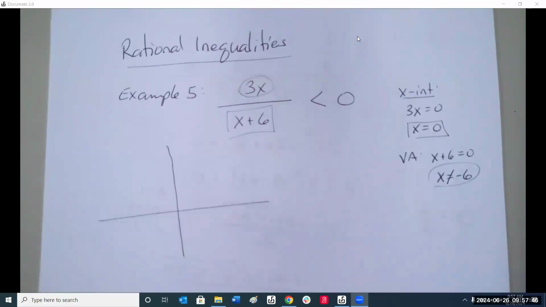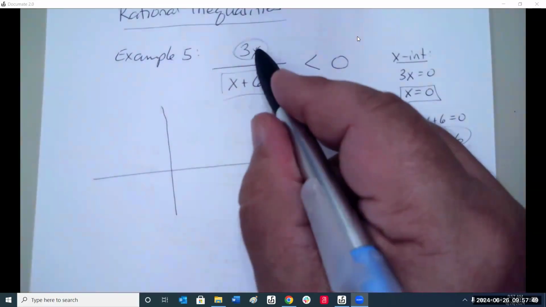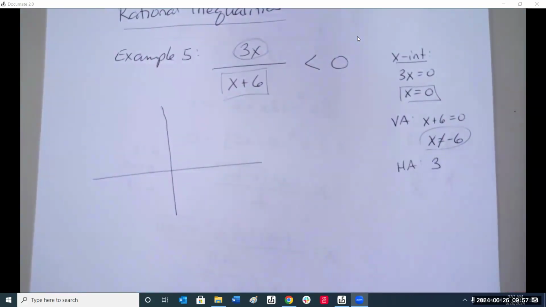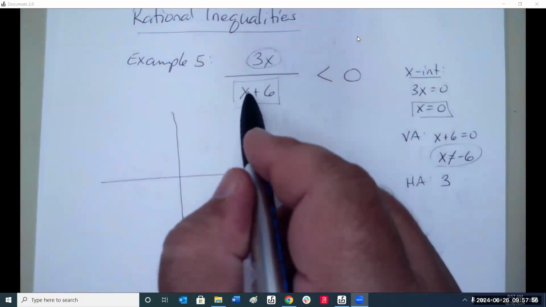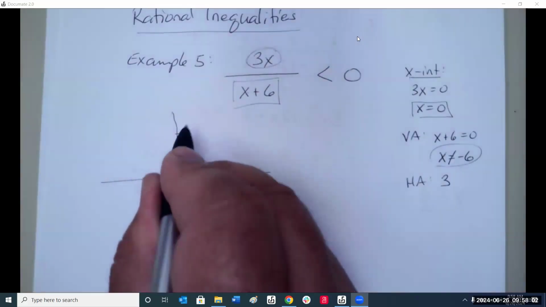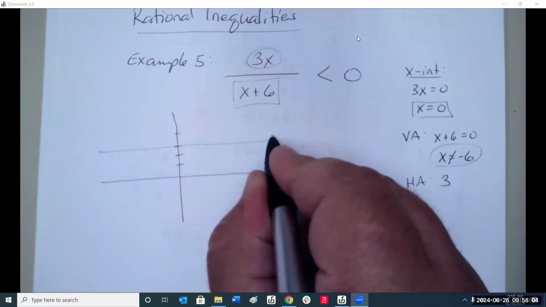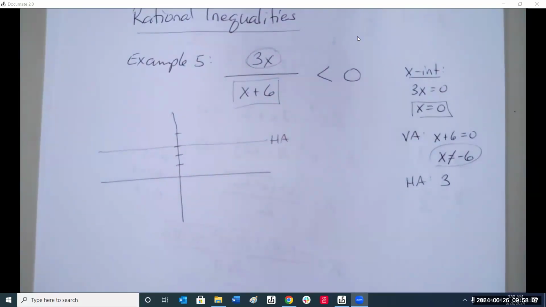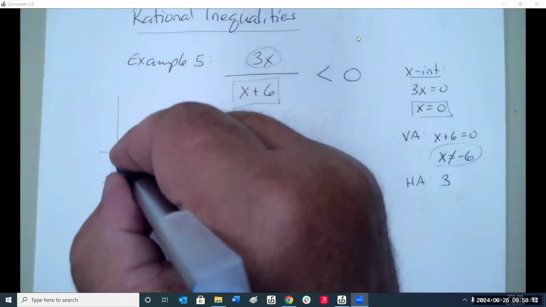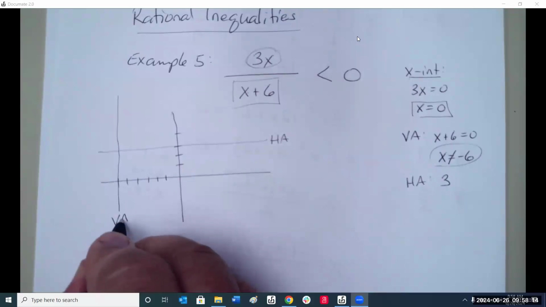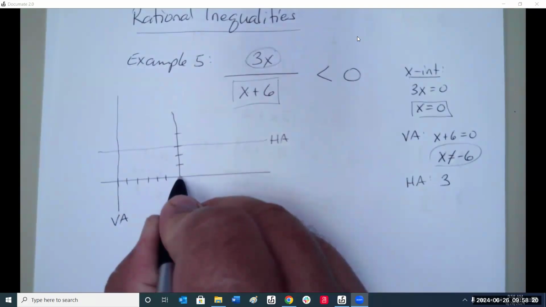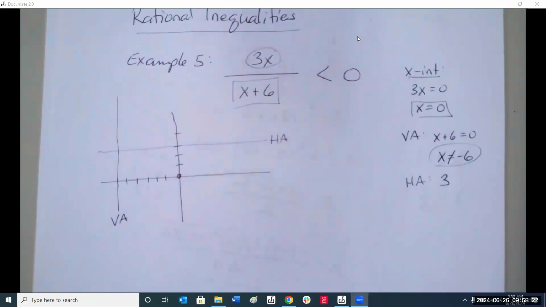So we've got to draw the graph. Because our horizontal asymptote is 3, because the degrees of both top and bottom are the same. So our horizontal asymptote is 3. Our vertical asymptote is -6. And the x-intercept is at 0.